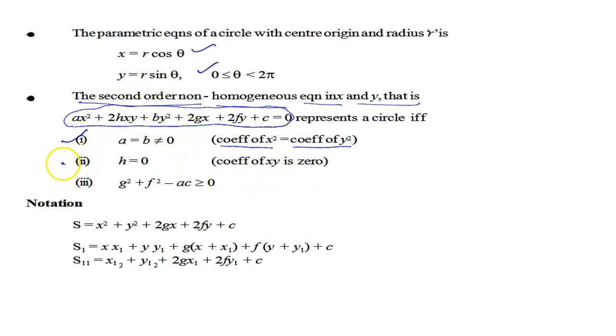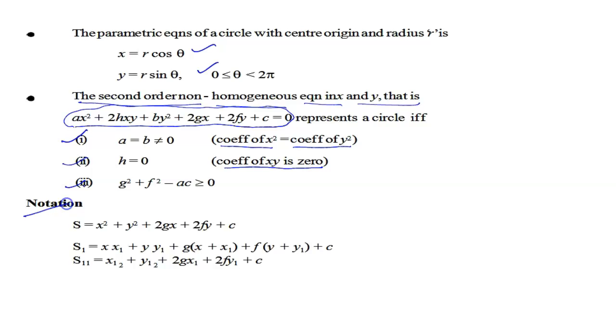And the second condition is that the coefficient of the xy term is 0, and the radius is always greater than or equal to 0. That is, g square plus f square minus ac is greater than or equal to 0 in this condition. Okay? Right.